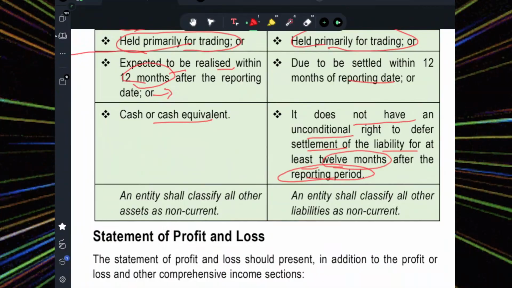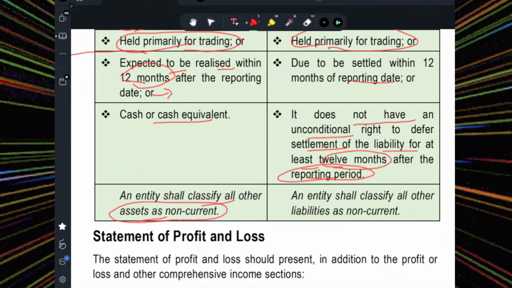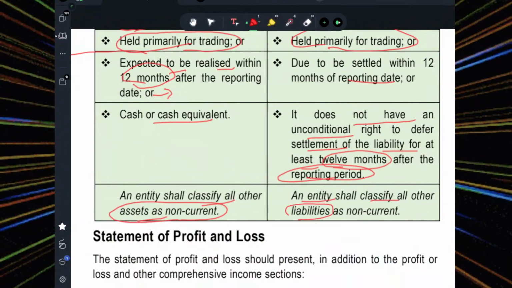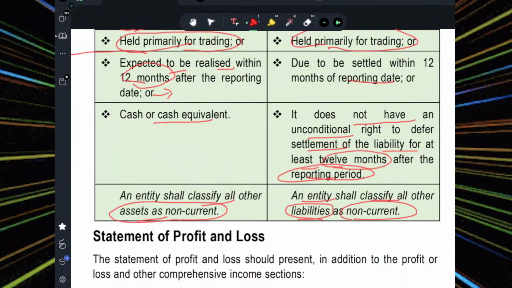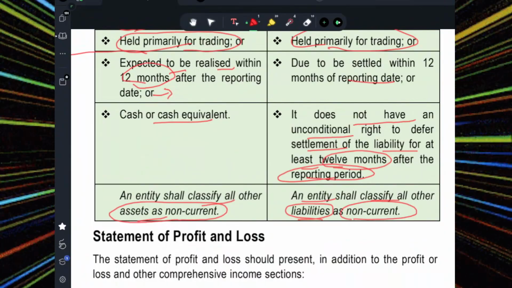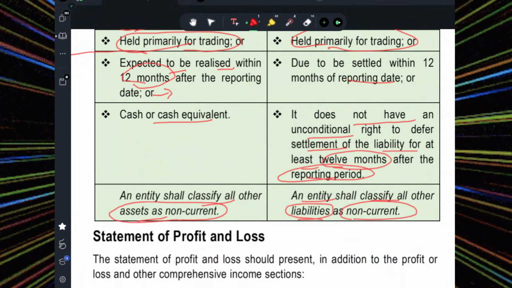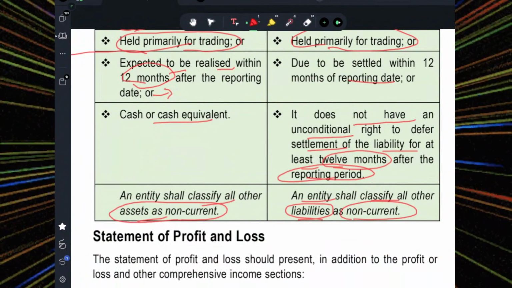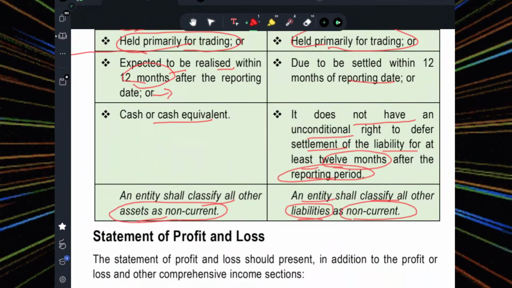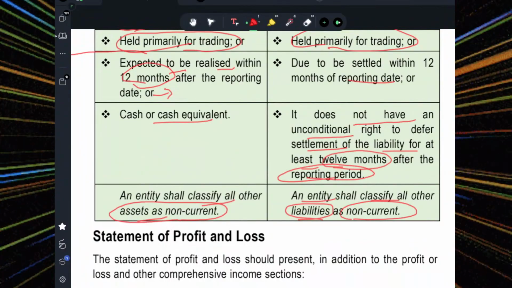That is it. An entity shall classify all other assets as non-current. An entity shall classify all other liabilities as non-current liabilities. Whichever does not come within this ambit of conditions is to be considered a non-current asset or non-current liability. So, whichever is not current is non-current asset and non-current liability. We can say this is the way we can put it.